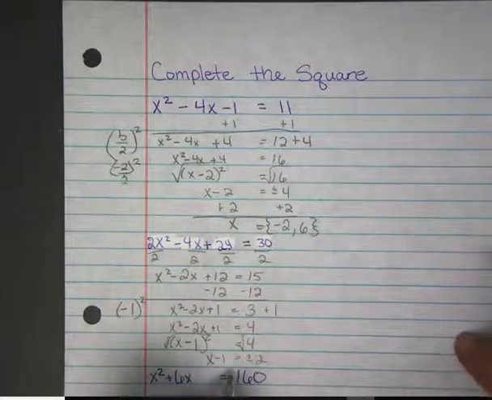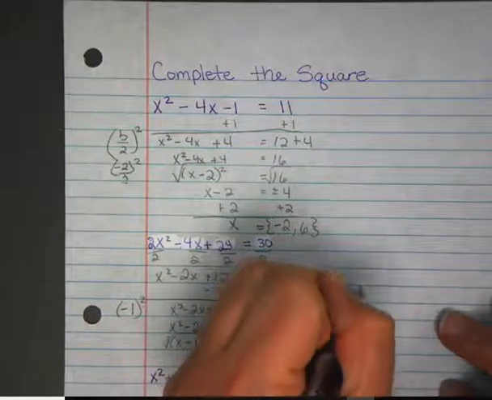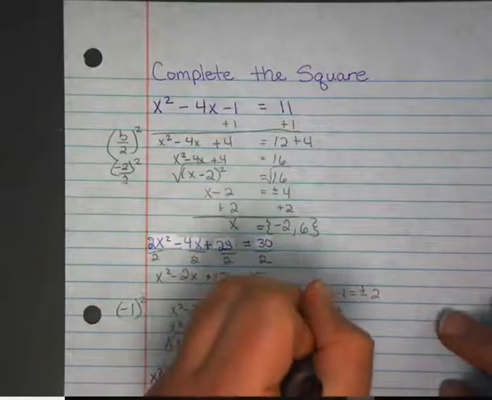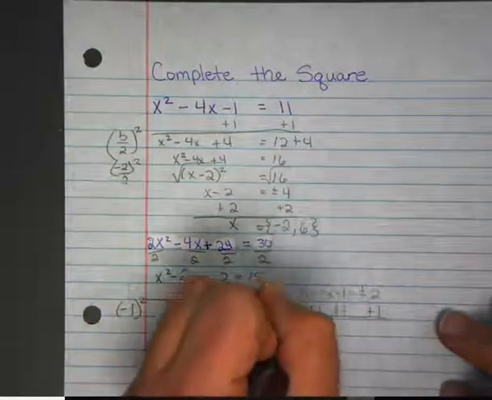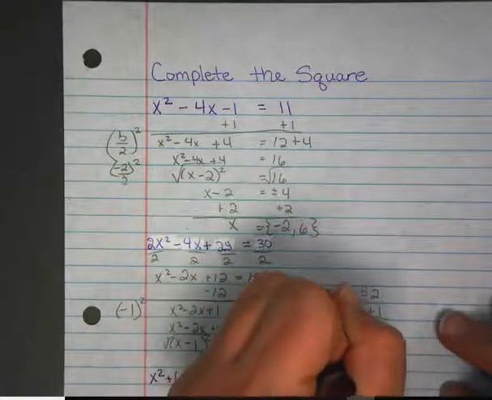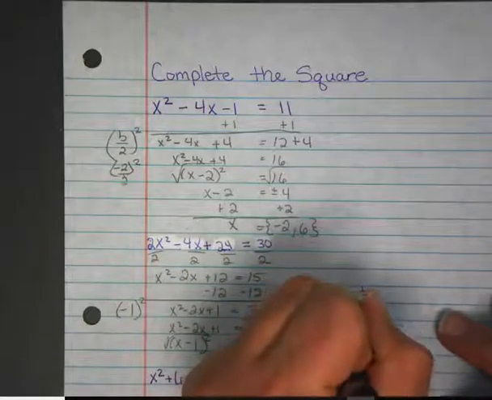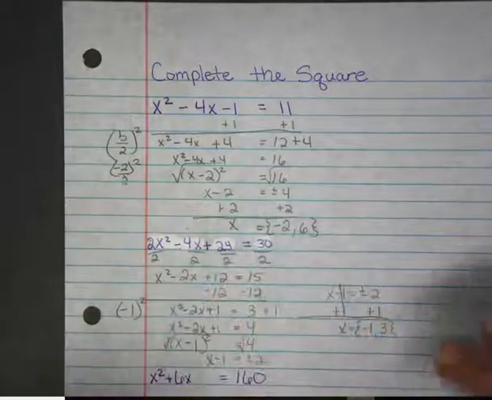So I'm going to add 1 to both sides. So I'm going to rewrite over here, x minus 1 equals plus or minus 2. Add 1. And I get x equals negative 2 plus 1 is negative 1. 2 plus 1 is 3. And so my answers are negative 1 and positive 3.